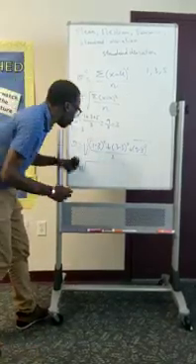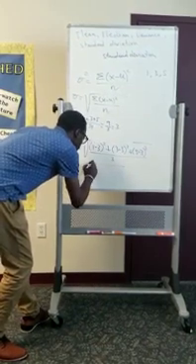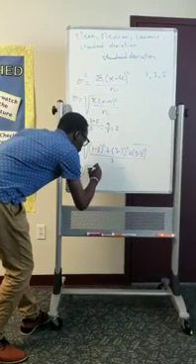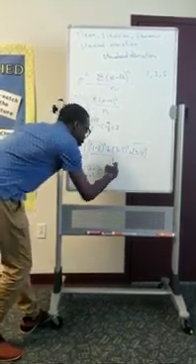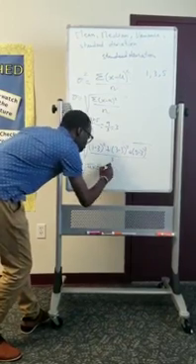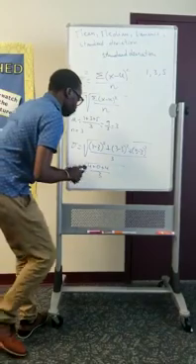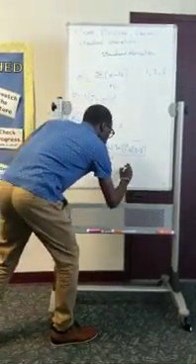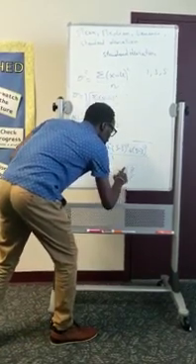1 minus 3 square is minus 2 square, which becomes 4. Plus 3 minus 3 is 0. Again, at this point you can use a calculator. Plus 5 minus 3 is 4 over 3. And now it becomes square root of 8 over 3.